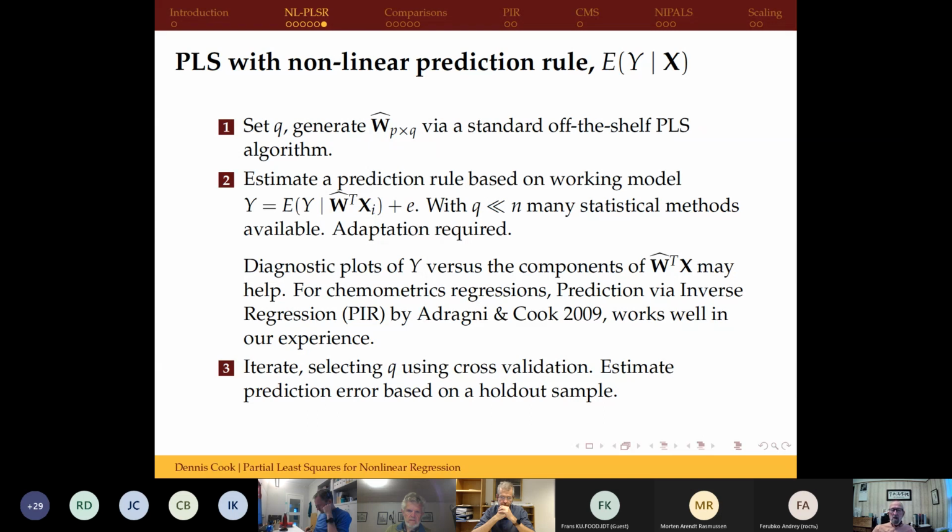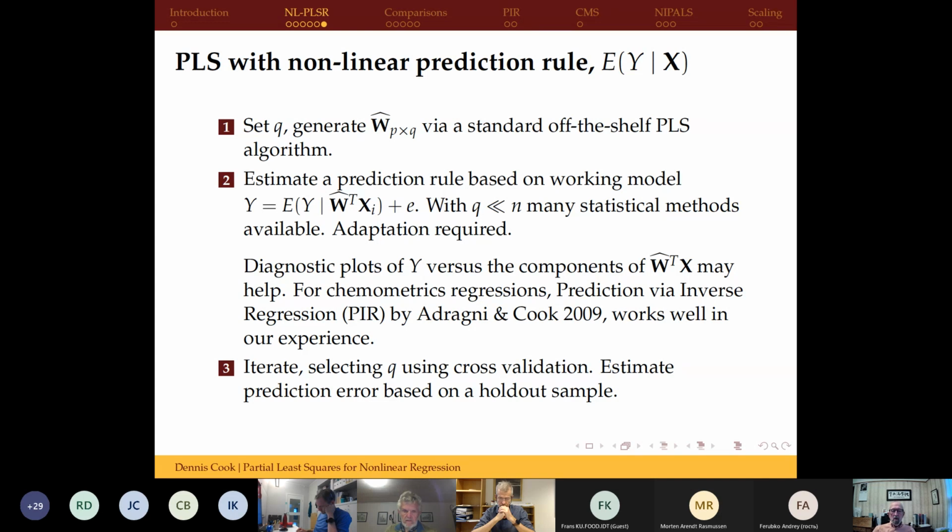And as long as q is pretty small relative to n, many statistical methods are available. You're now in a problem that's been studied extensively in the statistical literature. There are smoothing methods and kernel methods, non-parametric methods and semi-parametric, just tons of methods available for handling these problems, provided q is small relative to n, which it typically is. It's really hard to sort out all these methods because each method has a different class of problems in which it works well.